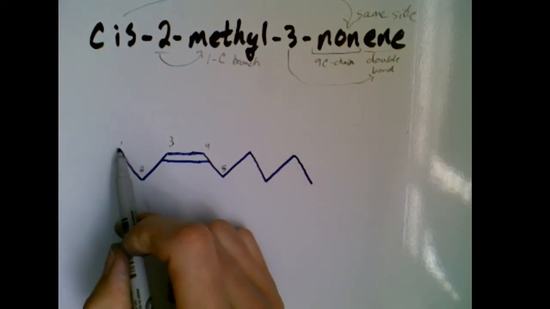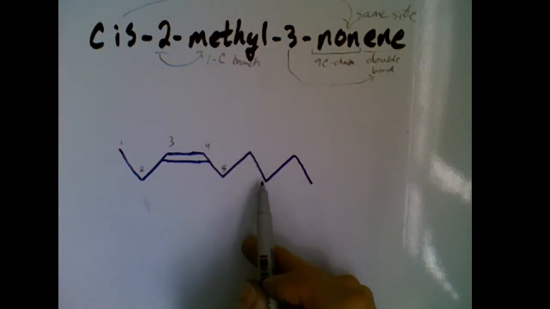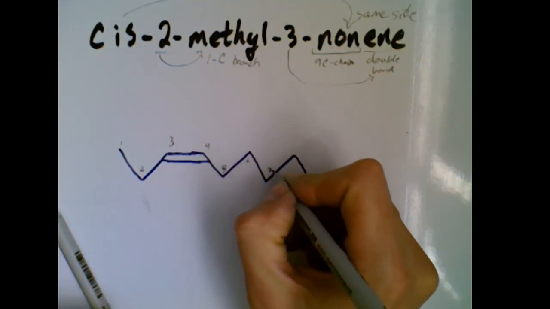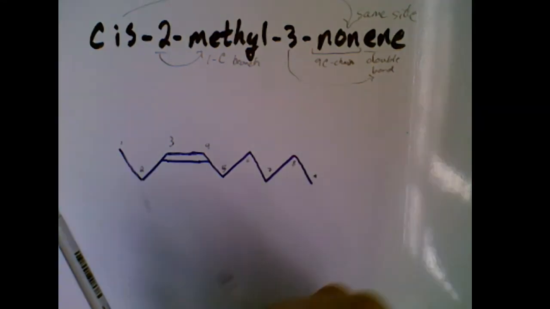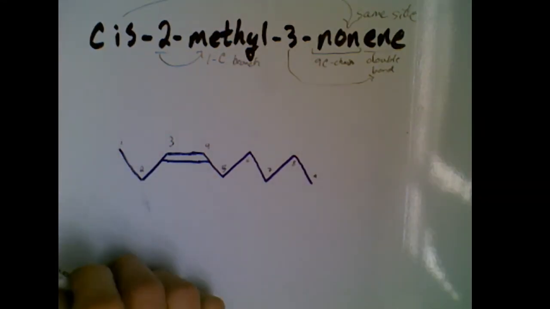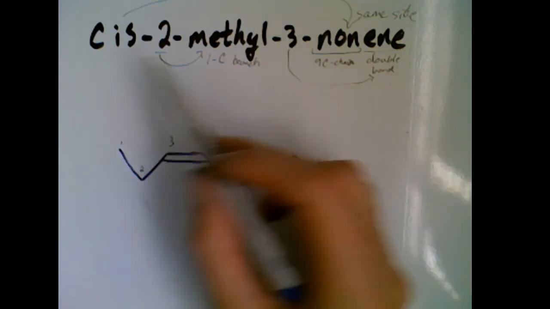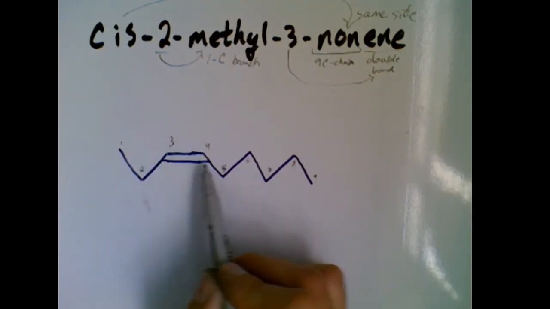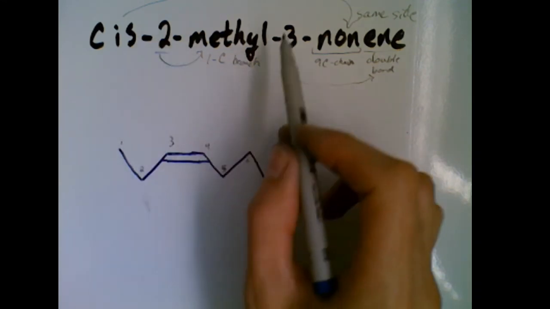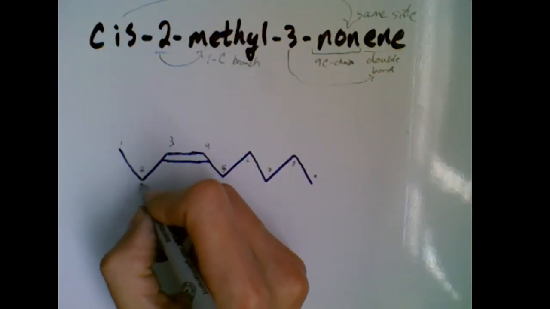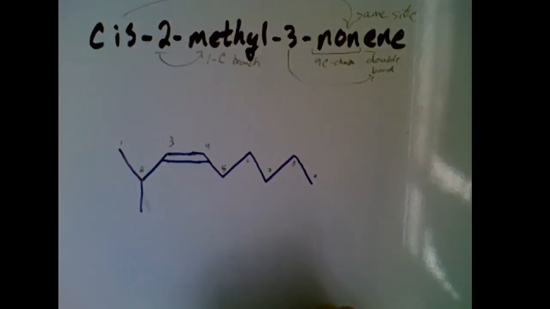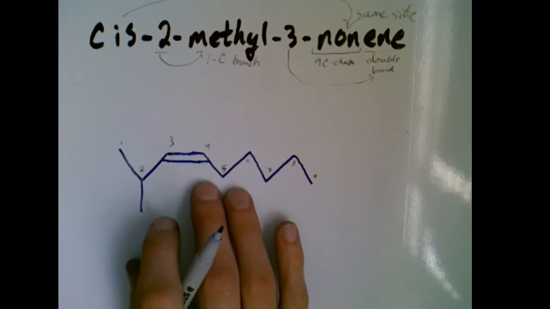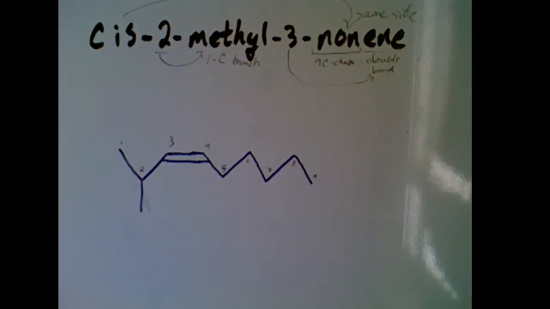And I always like to double check. So 1, 2, 3, 4, 5, 6, 7, 8, 9 carbons. Now, if you're doing this, you don't actually have to label the numbers, but I'm just doing this because it's an example. So now I have cis-3-nonene. I have 9 carbons with a 3 double bond that is cis, but I need the 2-methyl. So in the 2 position, I need my methyl. And there is cis-2-methyl-3-nonene.